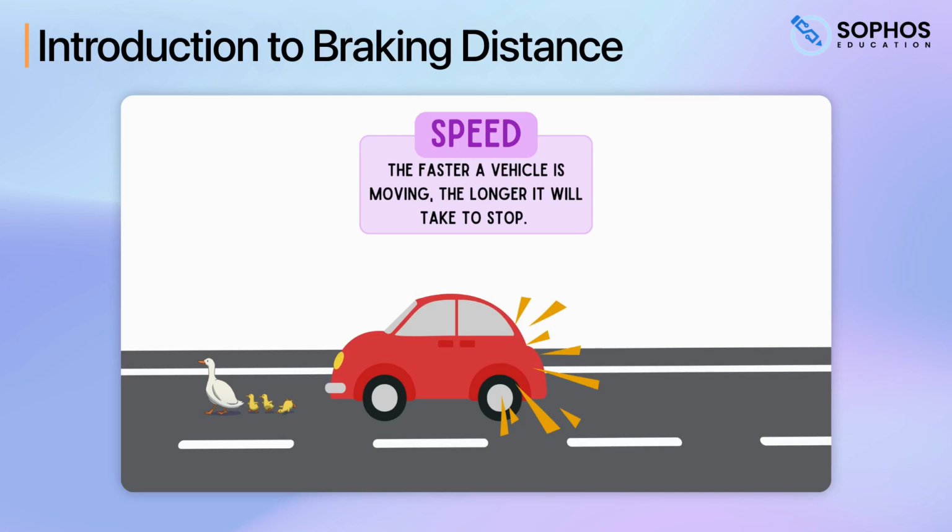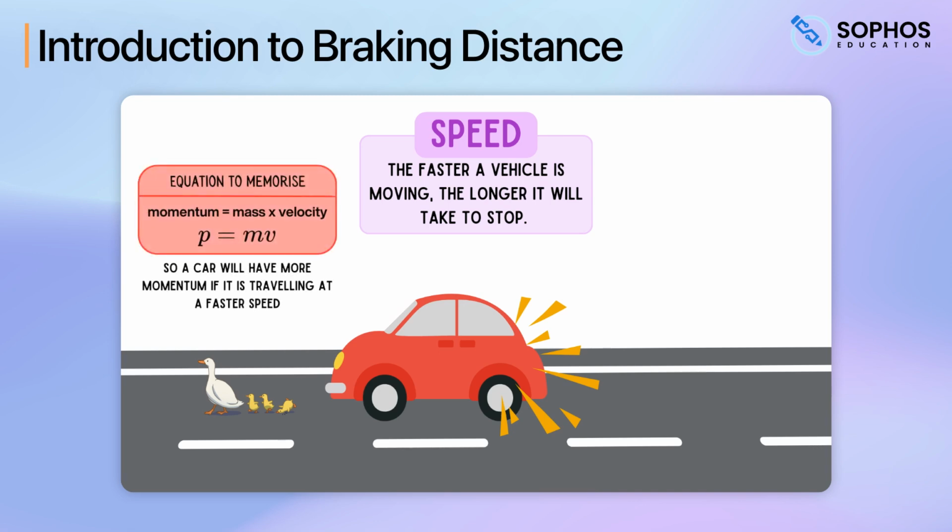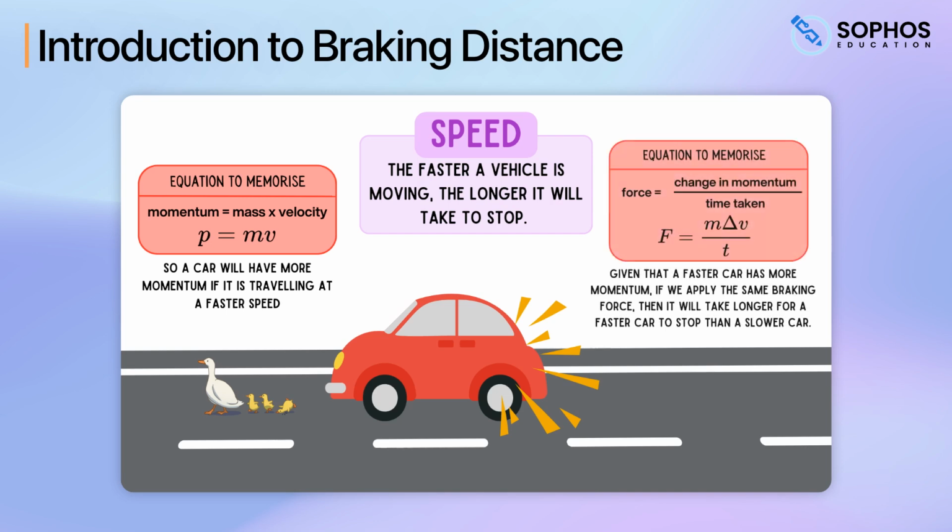Firstly, the speed at which a vehicle is traveling is directly proportional to its braking distance. The faster a vehicle is moving, the longer it will take to stop. Recall that momentum equals mass times velocity. Given this, a car will have more momentum if it is traveling at a faster speed. Also recall that force equals change in momentum divided by time. Given that a faster car has more momentum, if we apply the same braking force, then it will take longer for a faster car to stop than a slower car.